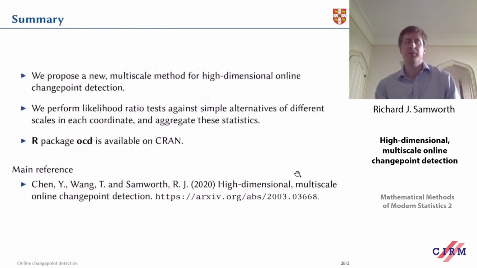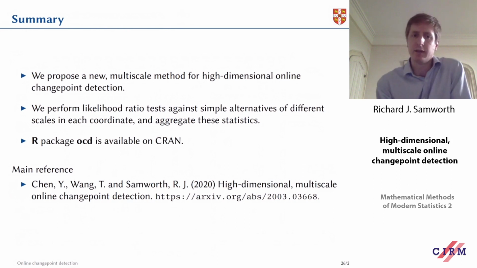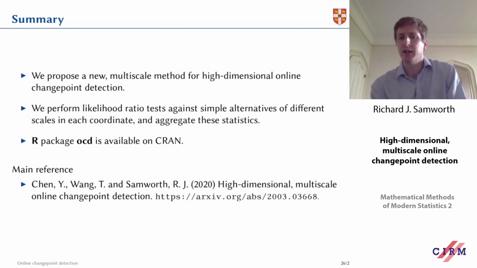Okay, let me wrap up then. The aim of our work here was to introduce a new multiscale method for high-dimensional online change point detection. The basic idea is to perform likelihood ratio tests against simple alternatives of different scales in each coordinate, and then to aggregate these statistics in different ways so as to be able to detect alternatives of different types.